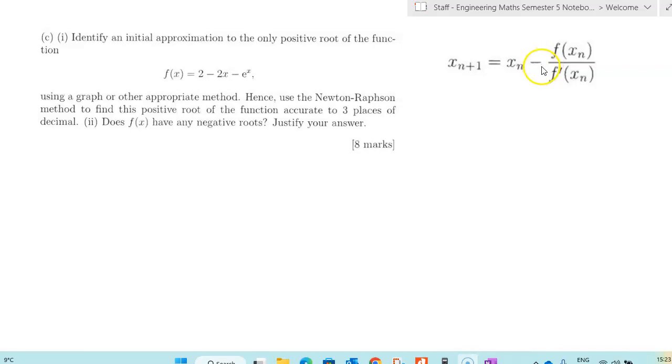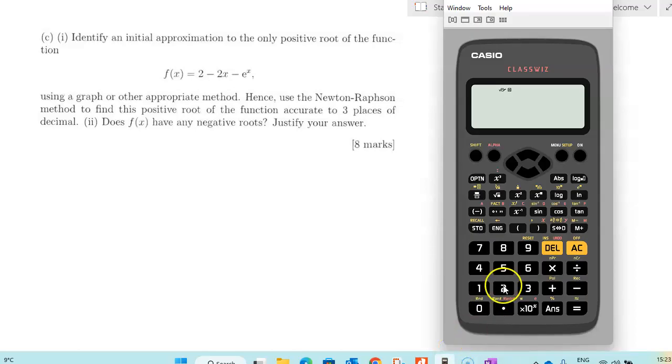Okay, so the first thing is to find the first approximation. To do this, I'm going to use a table function, so I will just use a calculator. All right, I'll go into table function, mode setup, table 3. Type the function 2 minus 2x minus e to the x into this, so it's going to be 2 minus 2 times alpha close bracket for x, minus e to the power of alpha close bracket for x.